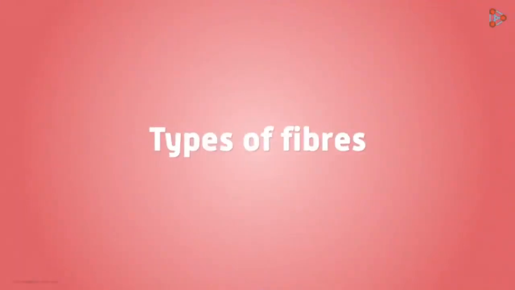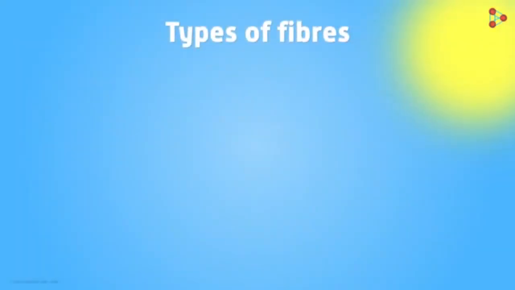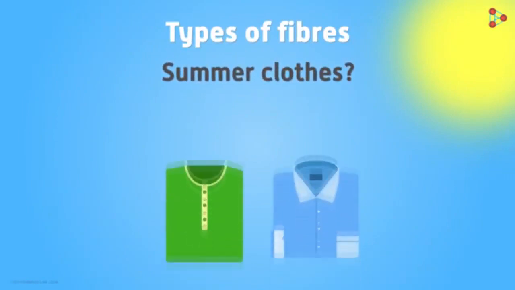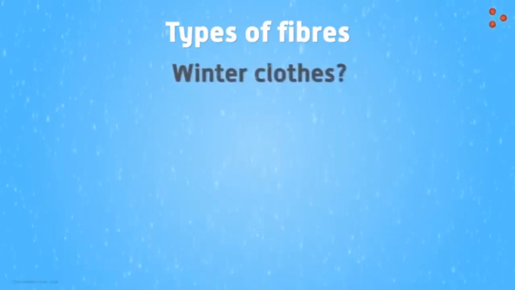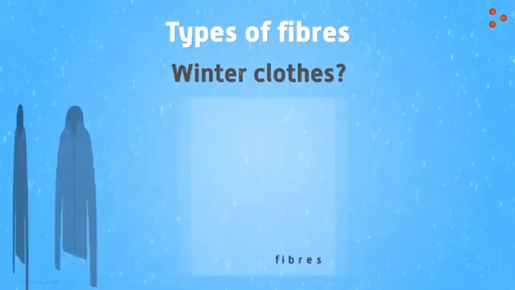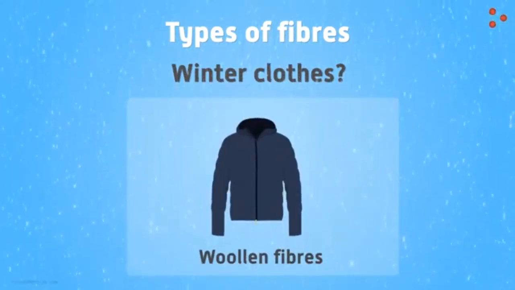What do we mean by types of fibers? Tell me, which types of clothes are preferred by us during summers? Soft and light color clothes, usually made up of cotton, right? And during winters? Cozy and thick woolen clothes occupy the list.